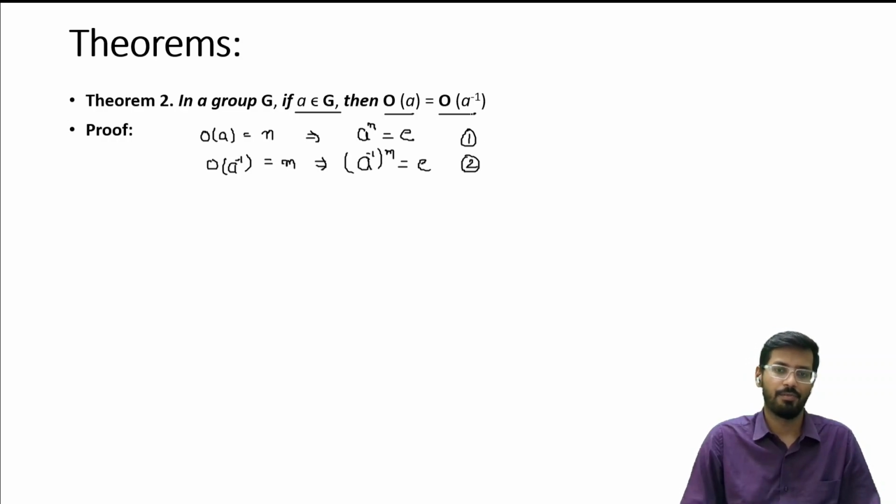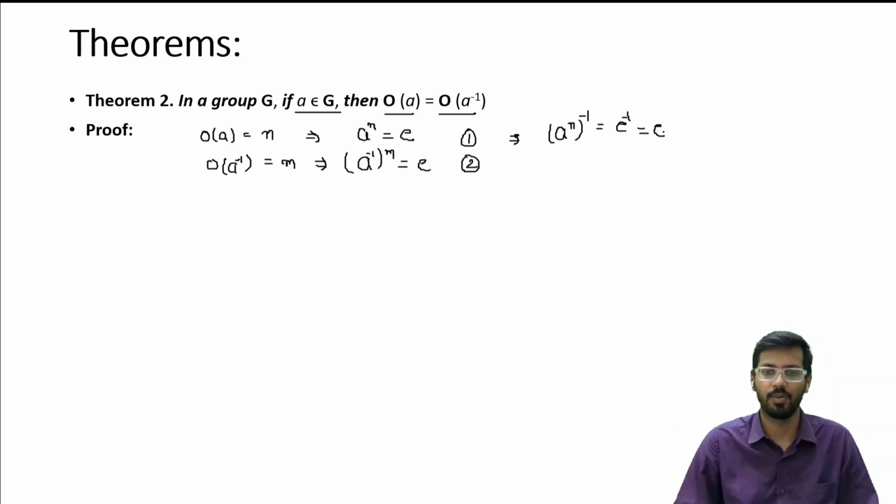Okay? From here, we can write, from this equation we can take inverse on both sides. A raised to power n whole inverse, that is E inverse, and E inverse is equal to E, identity element का inverse identity element होता है. So from this we can write A inverse raised to power n is equal to identity element.